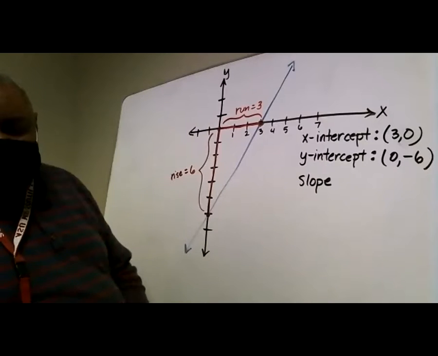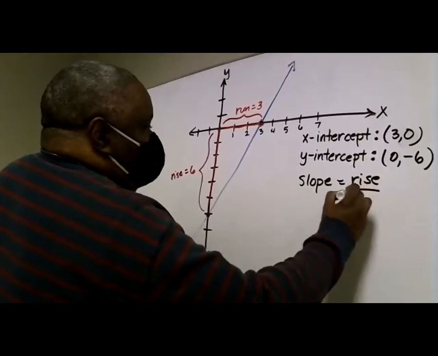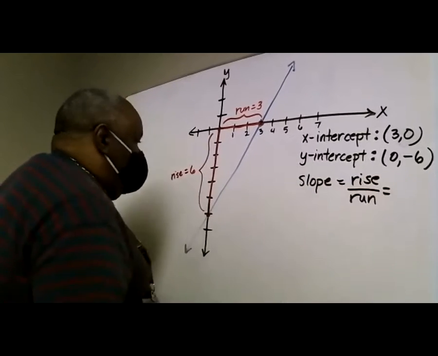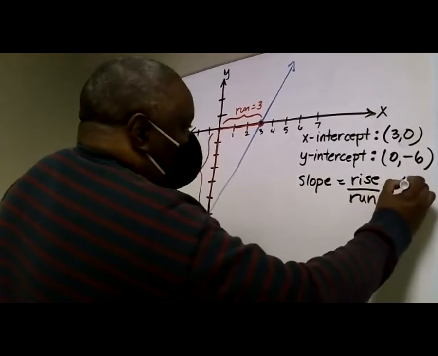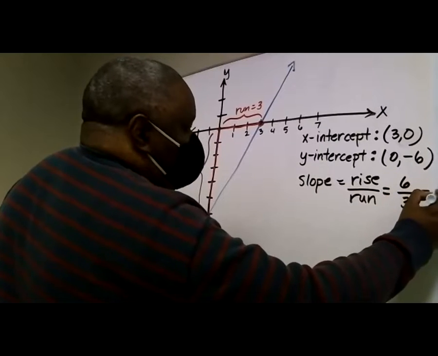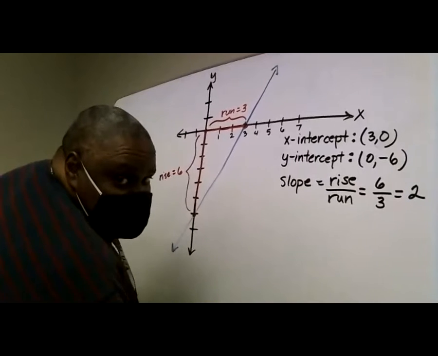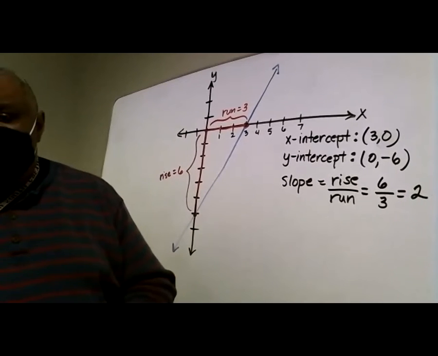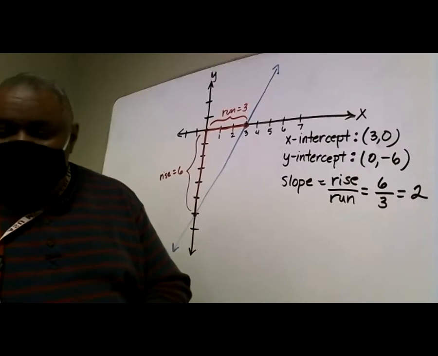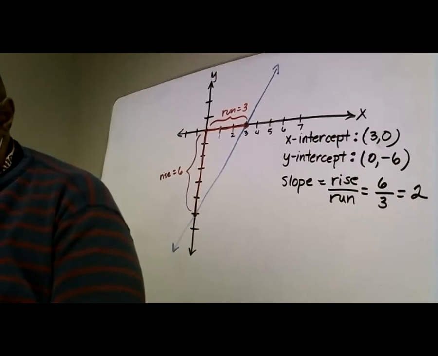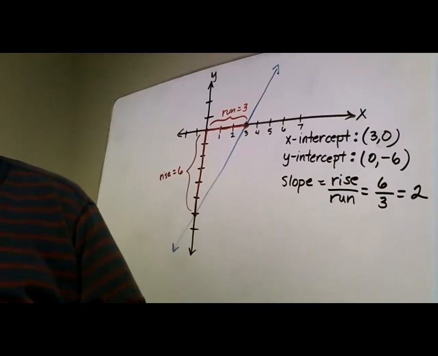So here, the slope is always going to be the rise divided by the run. I have to rise up 6 and run to the right 3. So that's 6 divided by 3, which is 2. That means that the slope of this line is 2. Okay. All right, any questions on that particular problem?